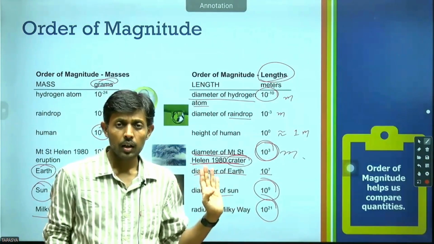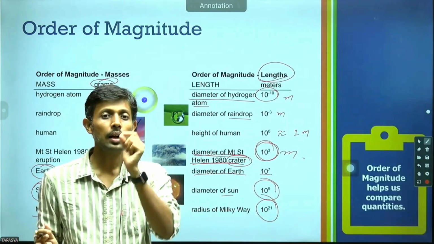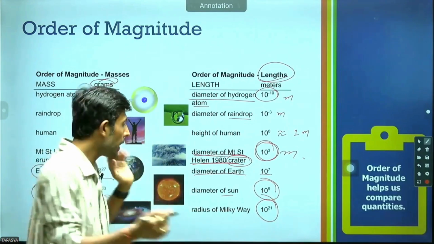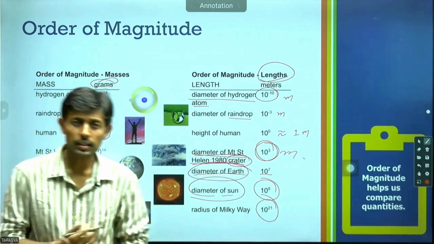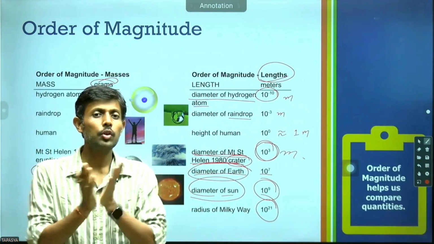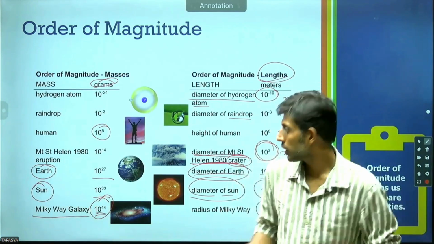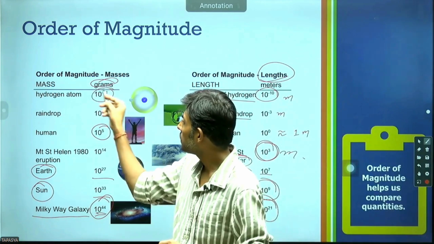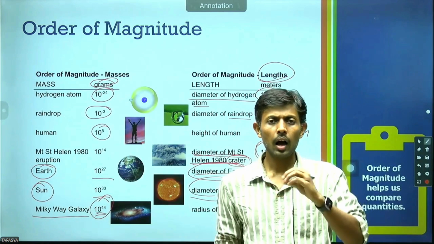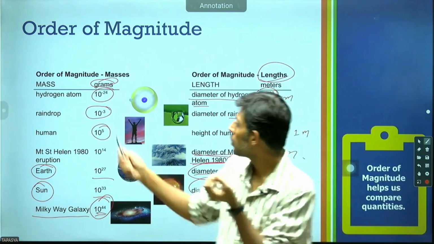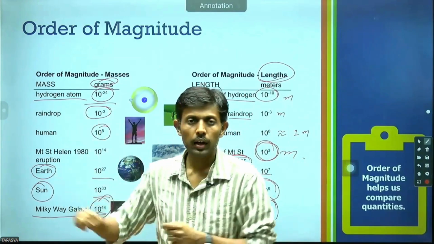So what does order of magnitude help us do? It helps us compare quantities. It helps us compare the diameter of the Sun with the diameter of the Earth. If someone asks, how big is the Sun compared to the Earth, order of magnitude helps us compare. If we have to compare the mass of a hydrogen atom versus the mass of a raindrop, and the question is, how heavy is a raindrop compared to a hydrogen atom, then we can take a ratio and give the answer.